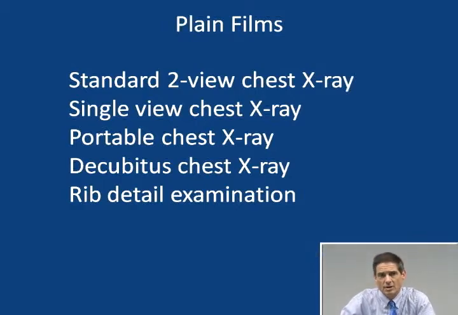So if it's important to know whether a patient's got a rib fracture, usually a rib detail film is what you want to do, and in it you'll not only take the films with the lower kV, you'll also take multiple projections because the whole arc of the rib can be difficult to see on any one given projection.